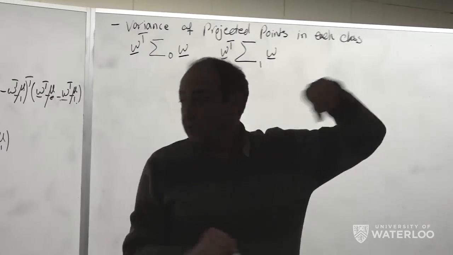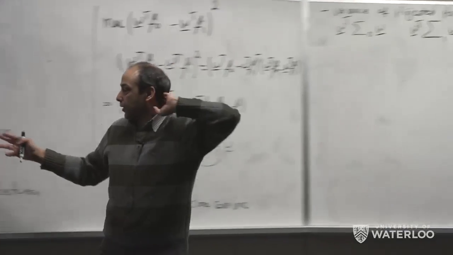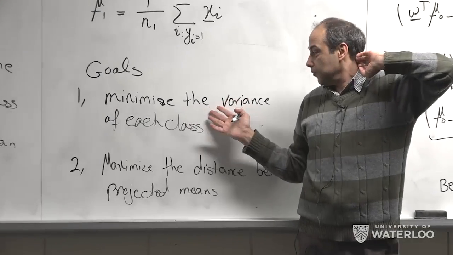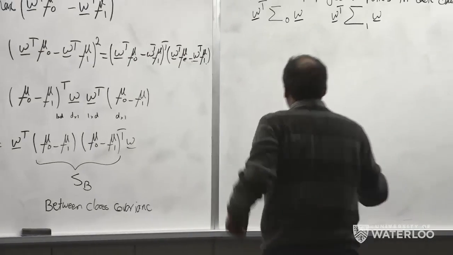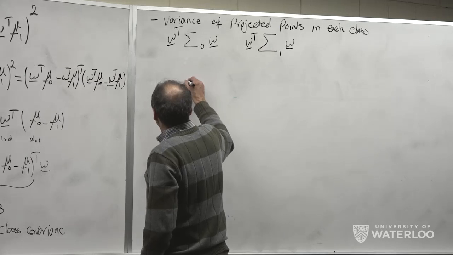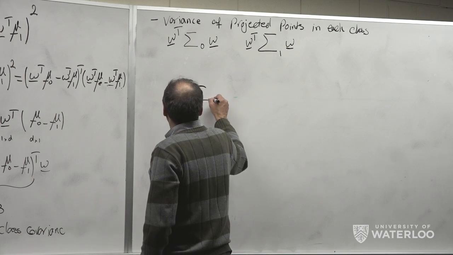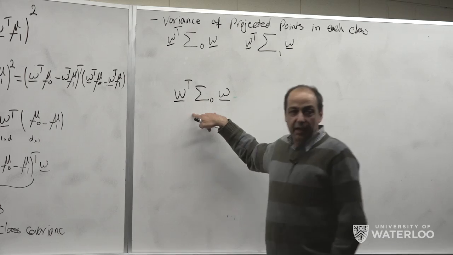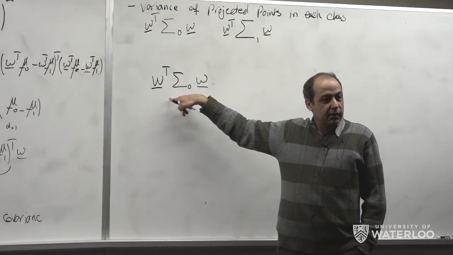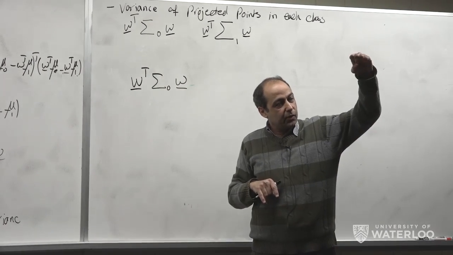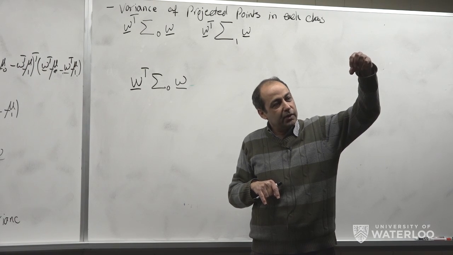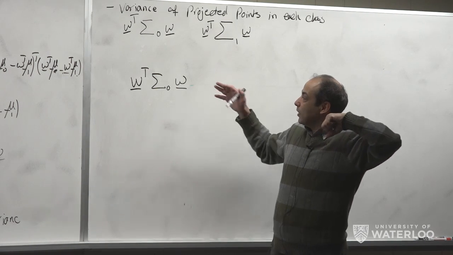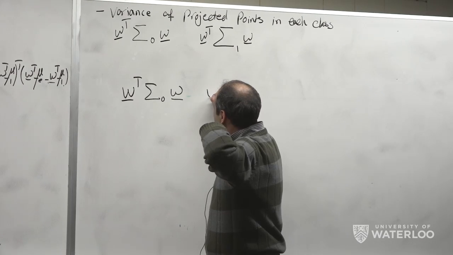Okay, I wanted to look at goal 1. We wanted to minimize the variance of each class. So basically, I would like to minimize the variance of the first class after projection. I want to collapse all points in this class to one point, which means I want to minimize the variance of points in this class. I want to minimize the variance of the other class as well.